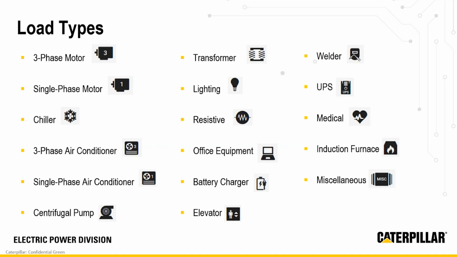This slide now shows the list of all the standard loads that you can choose from. You can select different types of motors, chillers, air conditioners, lighting, office equipment, and others. If the load you want is not on the list, you can always select the miscellaneous load. This will allow you to manually enter your load parameters.